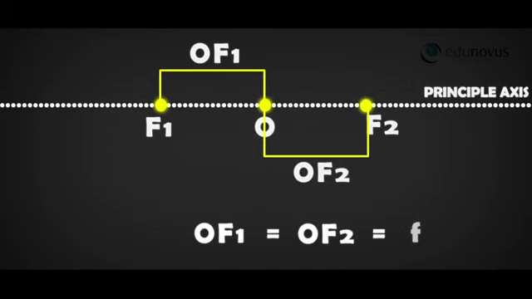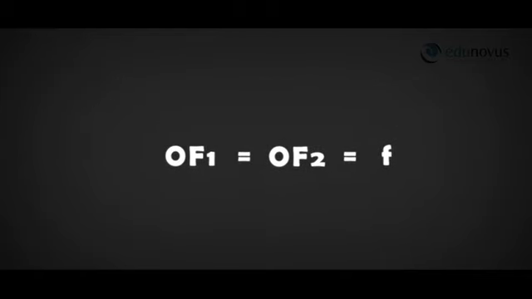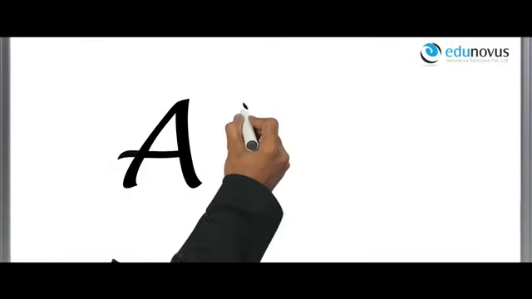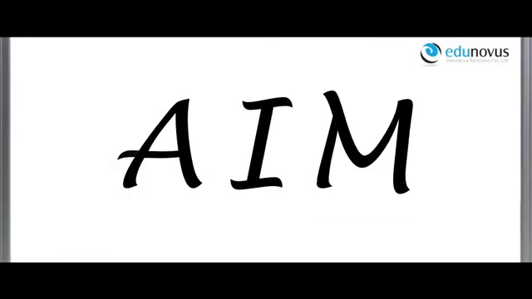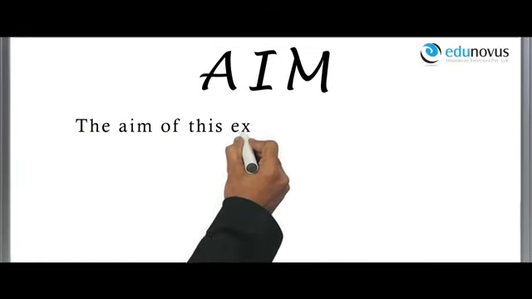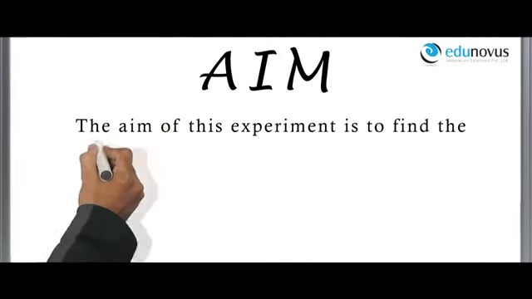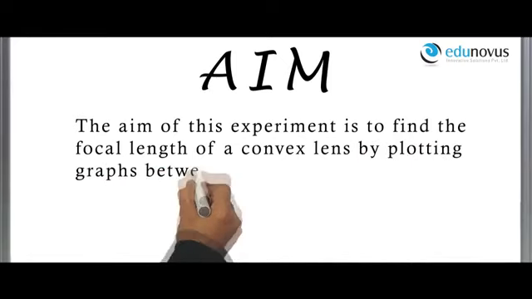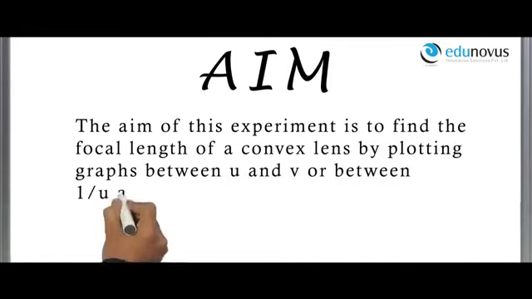The distance between the optical center O and one of the principal focus of the lens is called focal length. The aim of this experiment is to find the focal length of a convex lens by plotting graphs between U and V or between 1 by U and 1 by V.